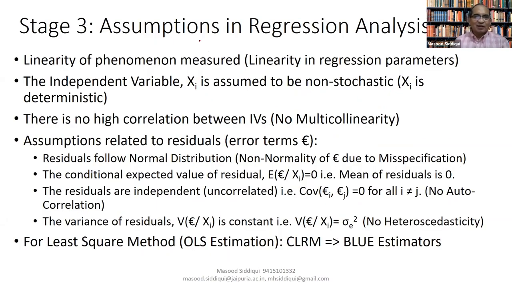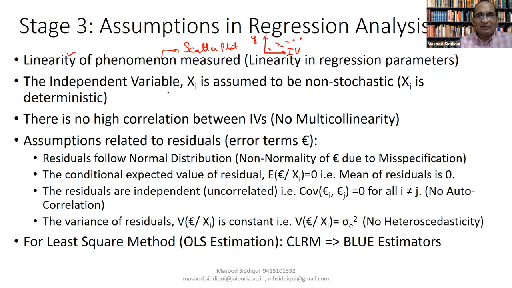These are the slides. So what is the first assumption? There should be linearity of the phenomena. I mean, there should be linearity in the regression parameters. How can linearity be checked? We can use a scatter plot. Scatter plots are available even in Excel. We have the independent variable on the x-axis and the dependent variable on the y-axis. If points lie on a straight line, there is linearity.